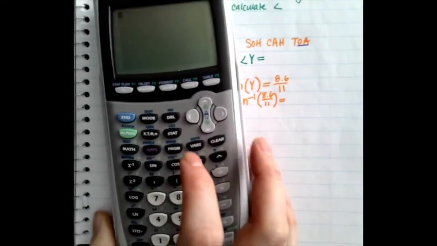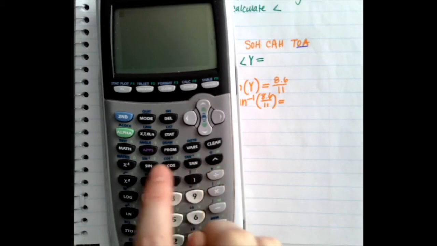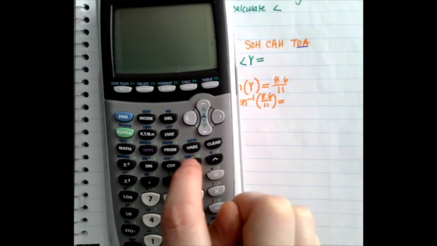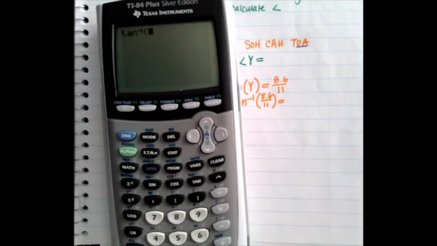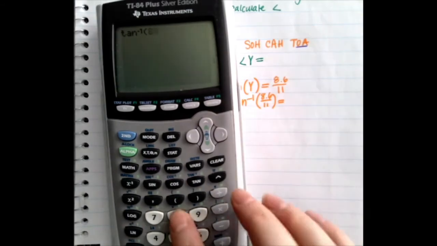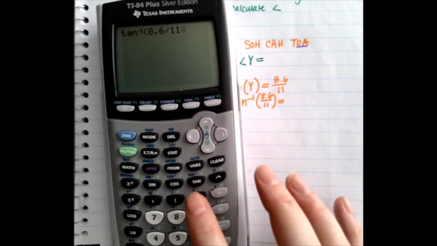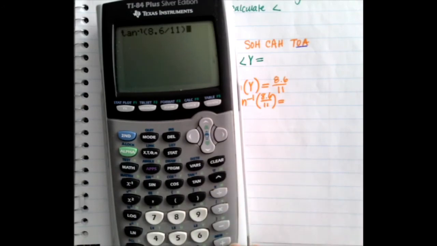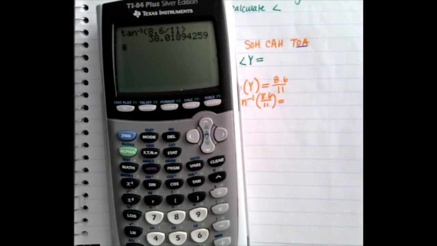And then we are going to do the inverse of tangent. So you see I have sine, cosine, and tangent buttons on my calculator, but in blue behind it I have those inverse buttons. So I'm going to hit the tangent inverse button and then type 8.6 divided by 11. And you hit equals, and that tells you your angle measure. And we can just round to like one decimal place.